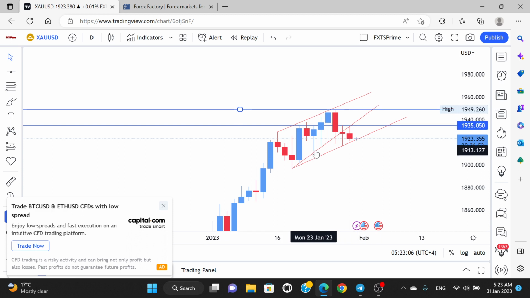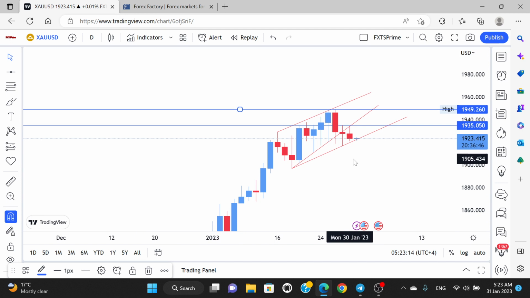However, the head and shoulder is on a choppy chart. I'll show you that on the 4-hour time frame. Why are we saying choppy chart? Because the chart is not 100% clear. Now, if the price breaks 1935, it will reach 1949, and that may make a double top pattern. So this is the first top, this is the second top, and the neckline will be here in this area. But this is not confirmed yet.